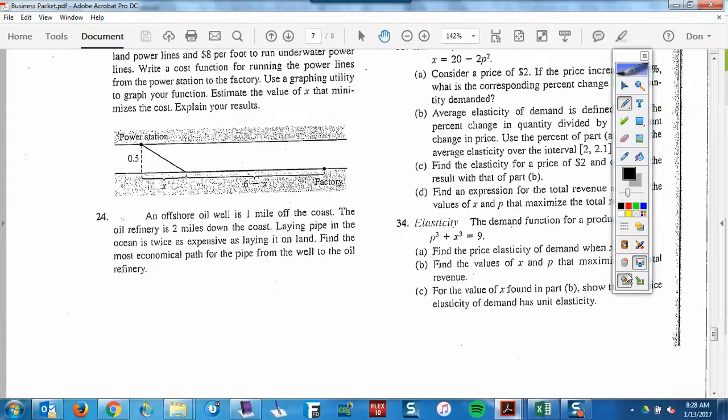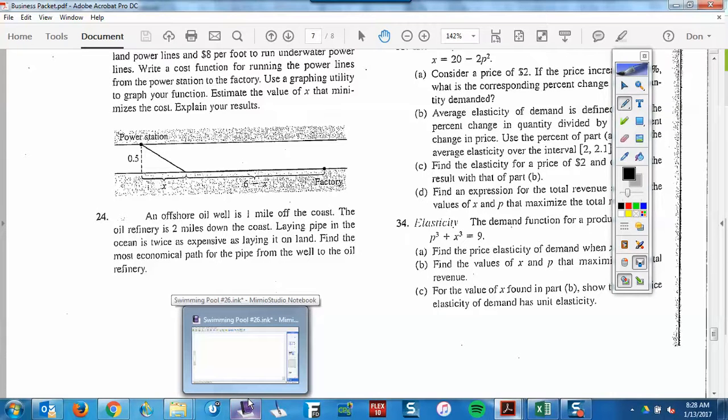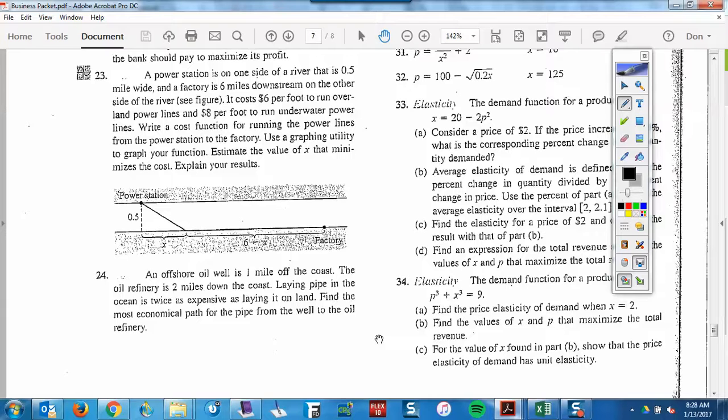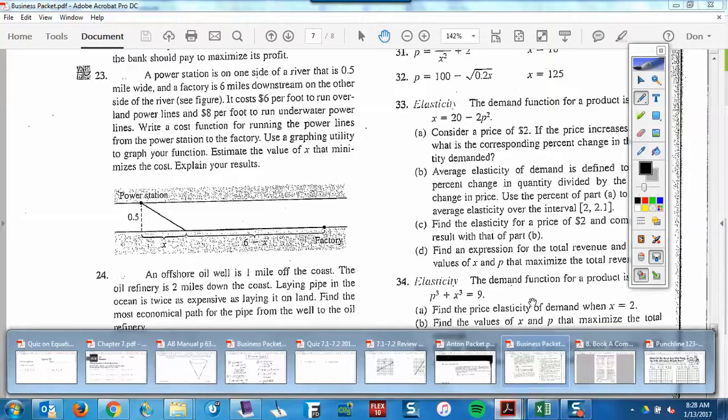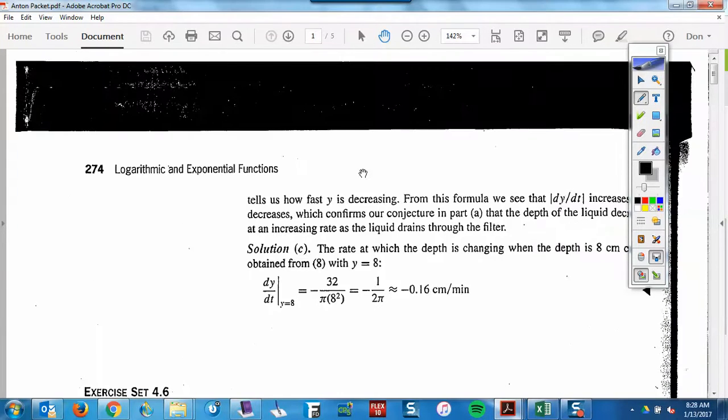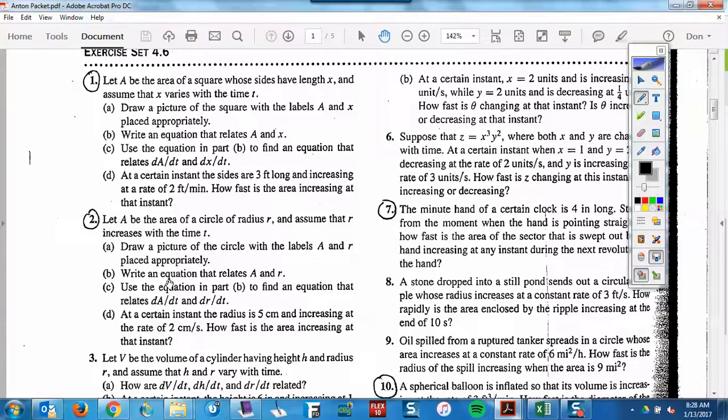All right, so let me see what. All right, well, I would say we'll just go ahead and work on the Anton. Okay, so the Anton packet, you've got the first 2 pages here.